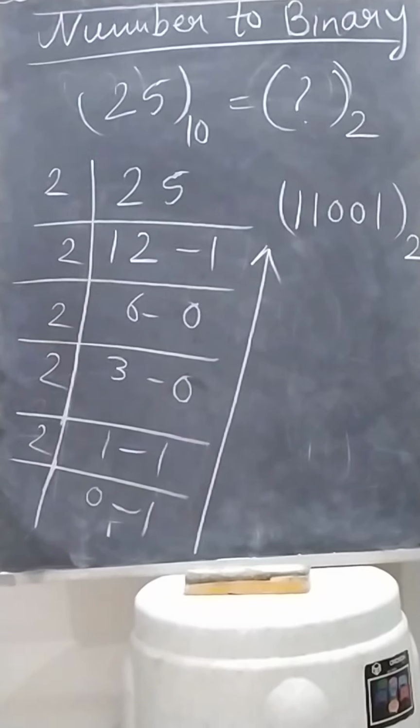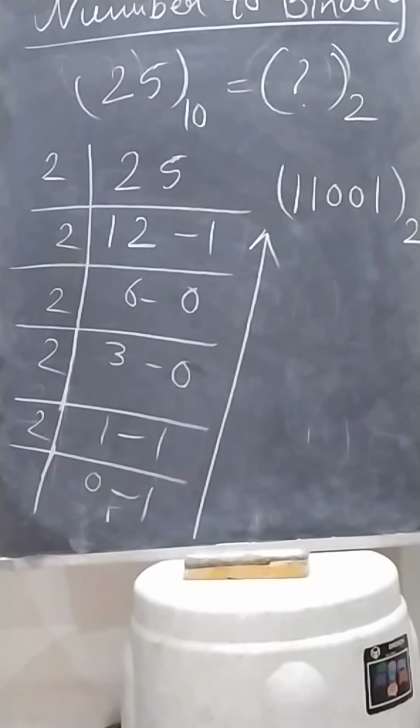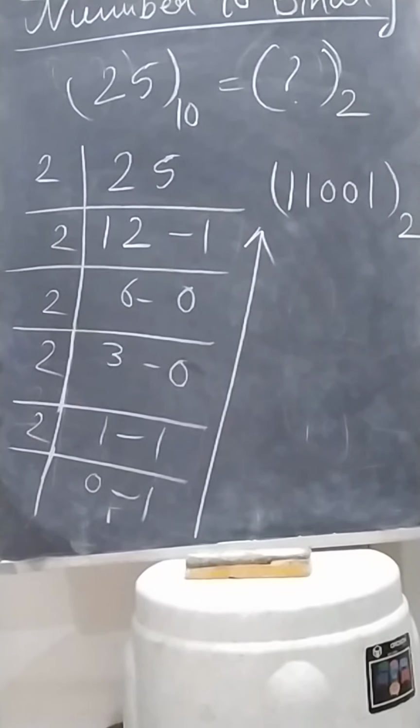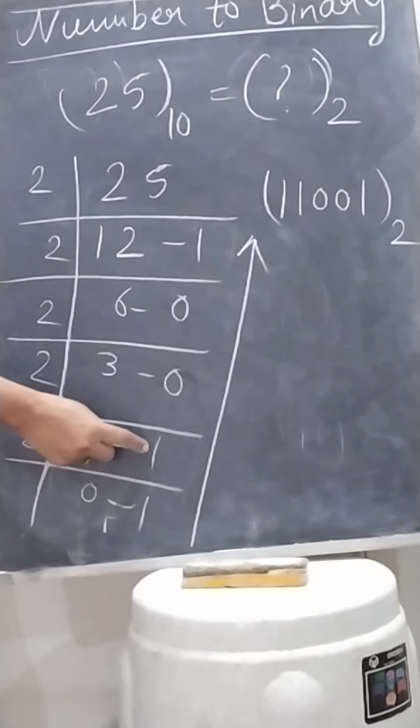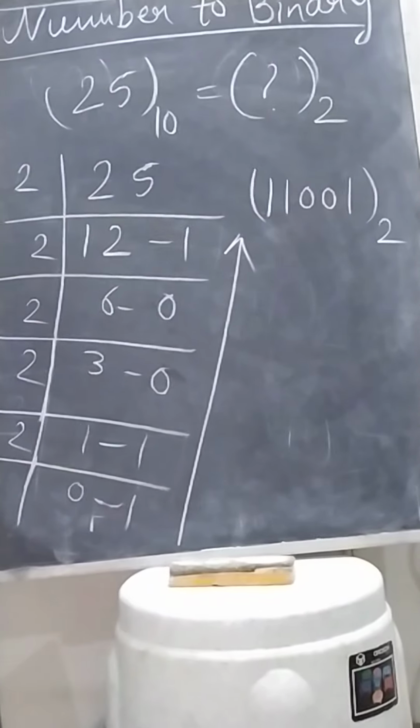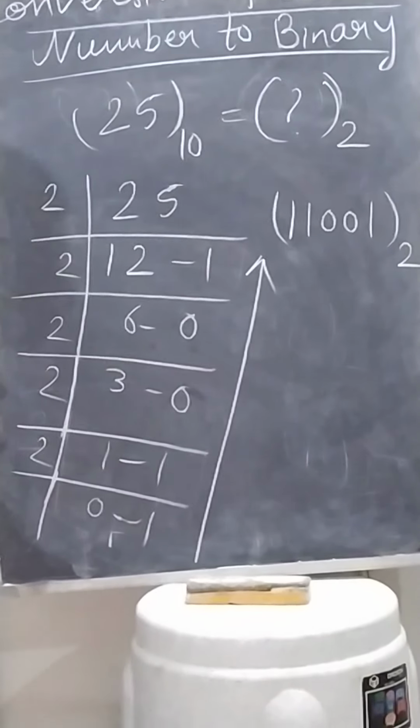So we have to write the remainders again from bottom to top only. That's why I am placing this arrow. You can also place this arrow in your notebooks. 1 1 0 0 1. This is our 25 in binary number system.